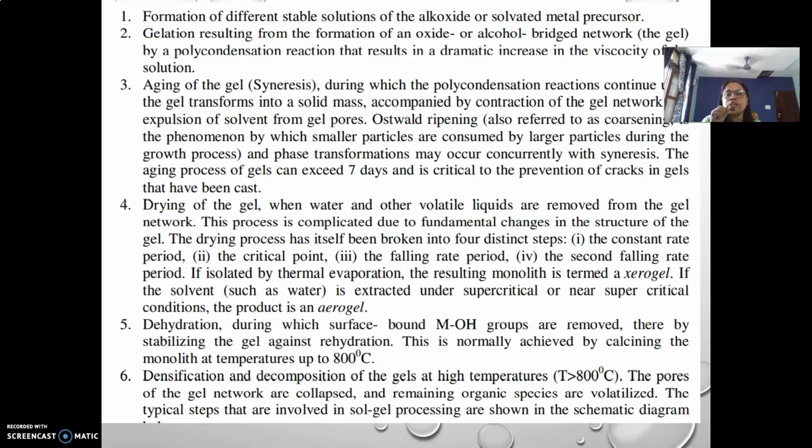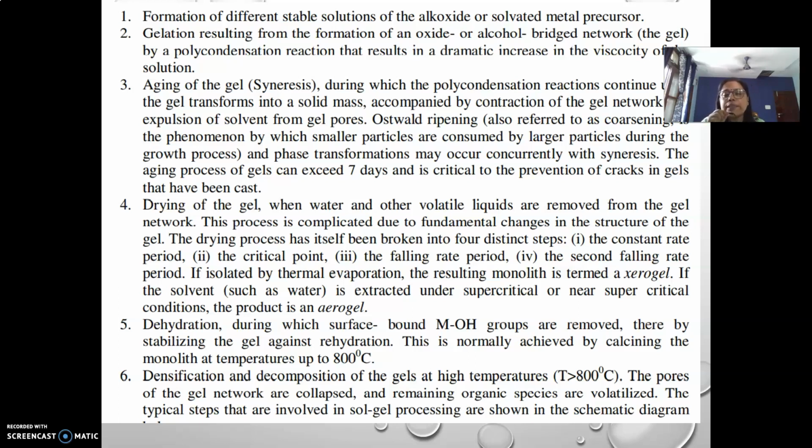The properties of the gel are such that a quick evaporation or a sudden change in the atmosphere may lead to the deformation of the gel form, and ultimately that will deform the nanomaterial we are expecting. Then, if we want to remove the volatile liquid by thermal evaporation, the resulting gel we will be getting is known as xerogel.